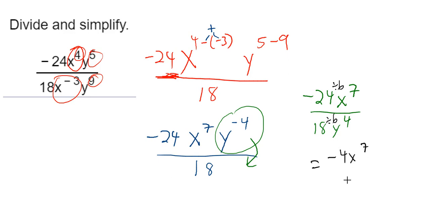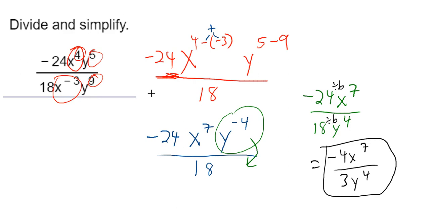Let me try that one more time. Okay, and then on the bottom we'll have 3 y to the 4th power. And this meets all the criteria. No negative exponents. Again, it's okay to have a negative number. The negative 4 is fine. None of the exponents are negative. One of each variable, and we simplified and reduced the numbers. So that's exactly what you want your answer to look like.